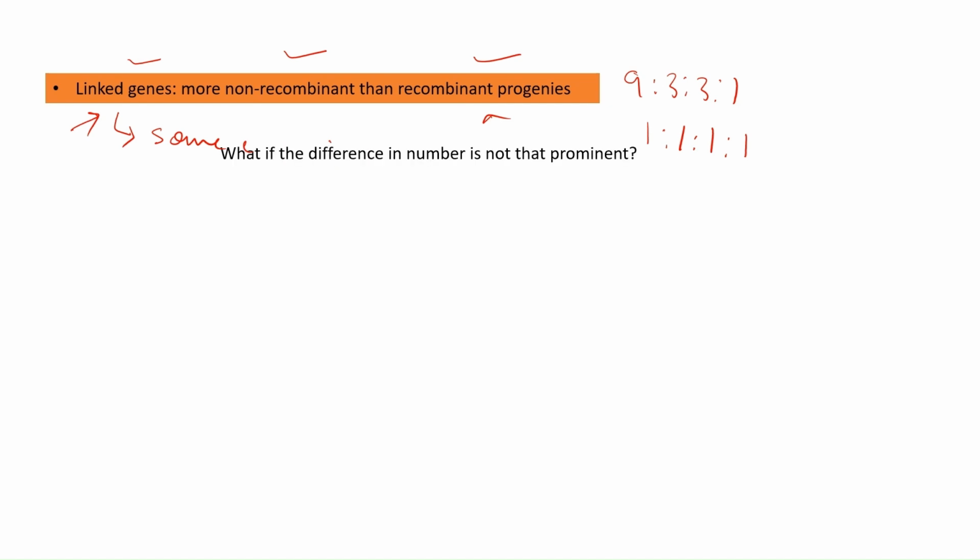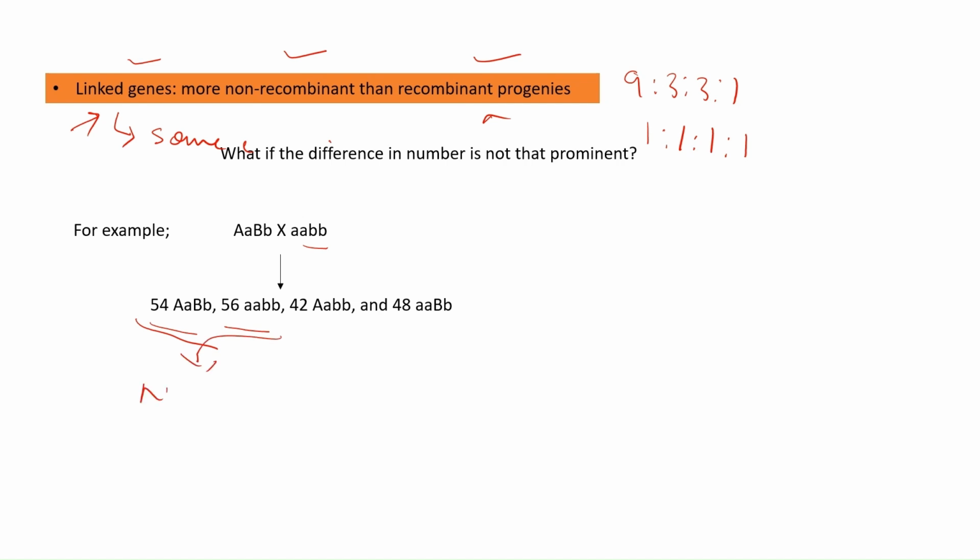Now, what if the difference in number is not that prominent? Suppose we performed a test cross and the numbers of progeny we obtained do not show a significant difference. For example, capital A small a, capital B small b, test crossed with small a small b, the progeny obtained were 54 AB, 56 ab. These two are parental type, that means non-recombinants. And we also obtained a lesser number of recombinants, 42 and 48. But the number is not very low if we compare with 54 and 56.